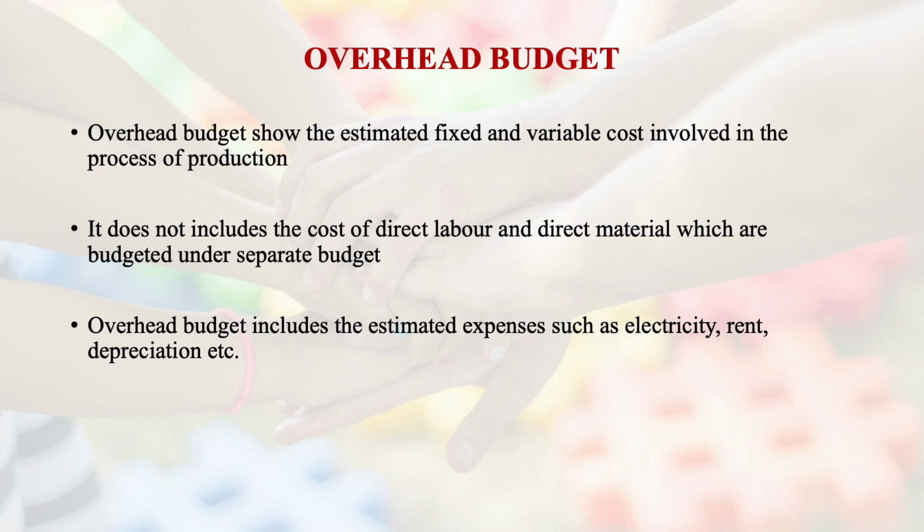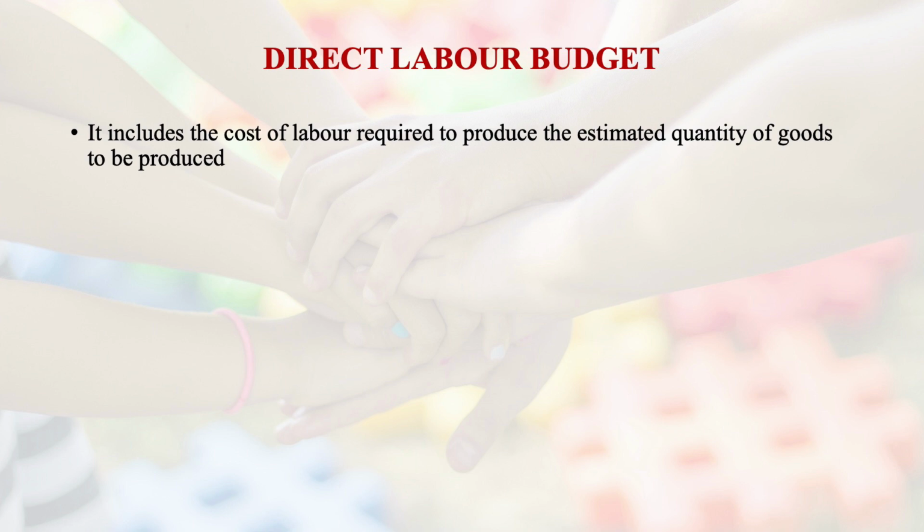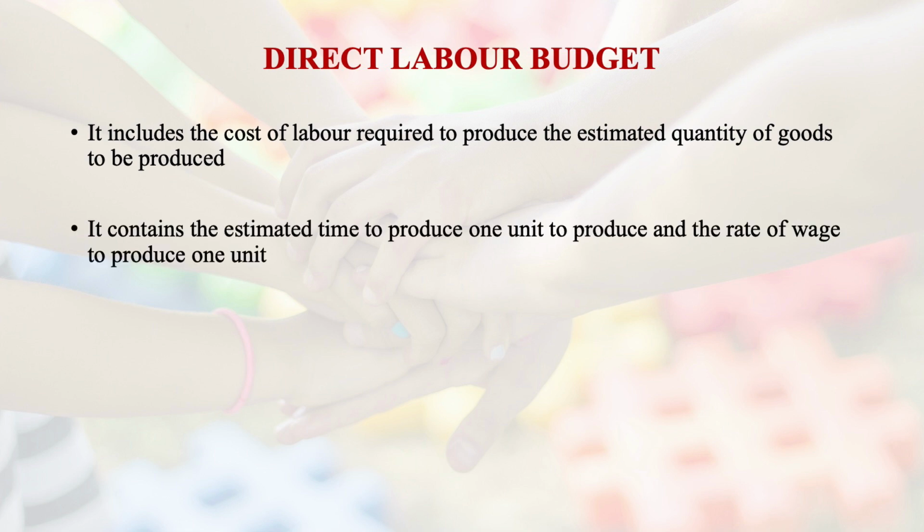There is a direct labor budget also. It includes the cost of labor required to produce the estimated quantity of goods. It contains the estimated time to produce 1 unit and the rate of wage to produce 1 unit.